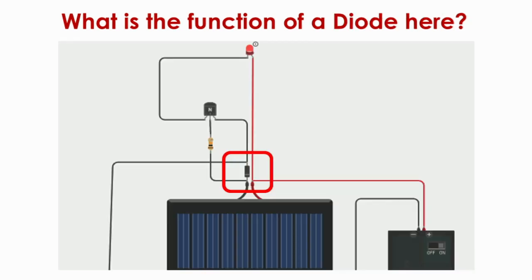So now what is the function of the diode? As you can see, the diode protects the circuit from reverse polarity. It will not allow the current to flow in the reverse direction. So as the diode is connected to the negative terminal of the solar panel, it will not allow the current to flow from the battery to the solar panel. It will allow only from the solar panel to the battery. So it will protect the solar panel from reverse current from the battery to the solar panel.